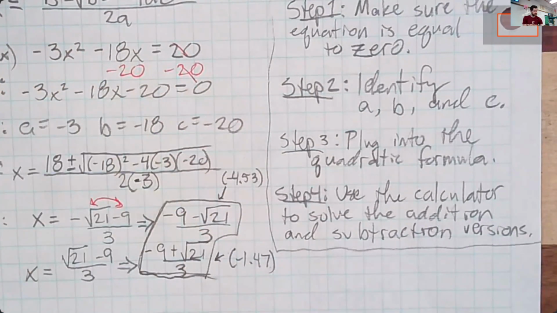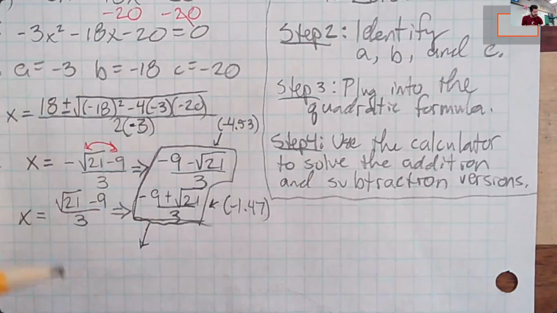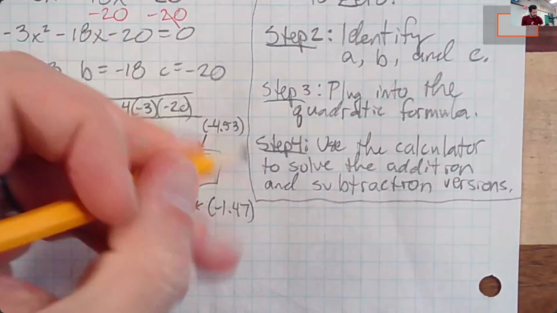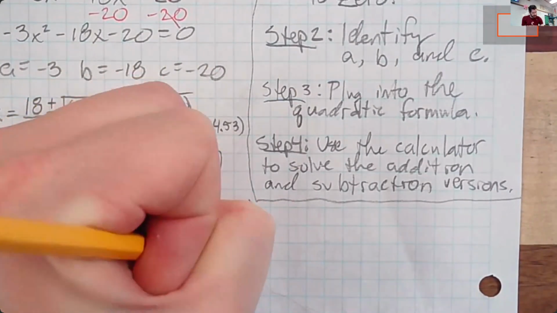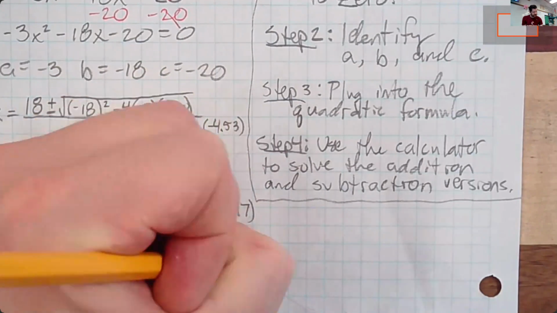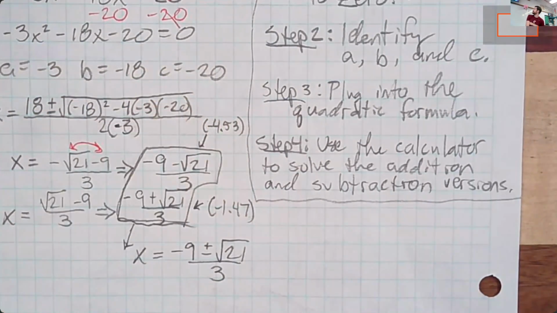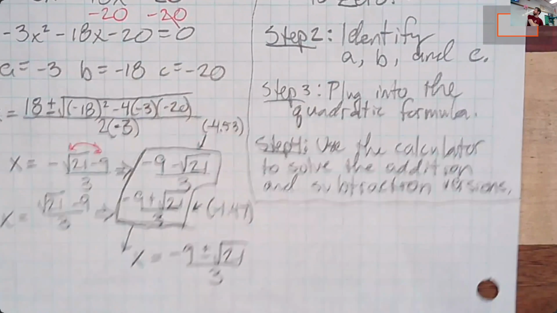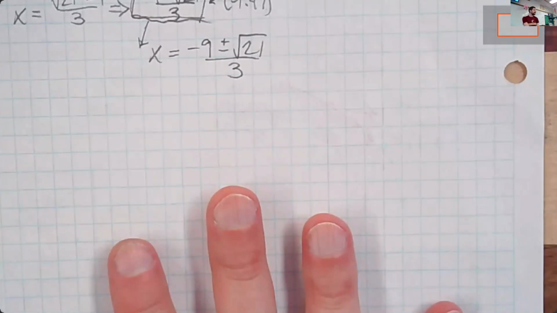Now, if you wanted to, you could also write it as x equals negative 9 plus or minus the square root of 21 over 3 and just combine everything together. That's fine. Either way. This is the last thing we're going to put on here that you need to have on here. You've got about a half page to put anything else on here that you might want to.